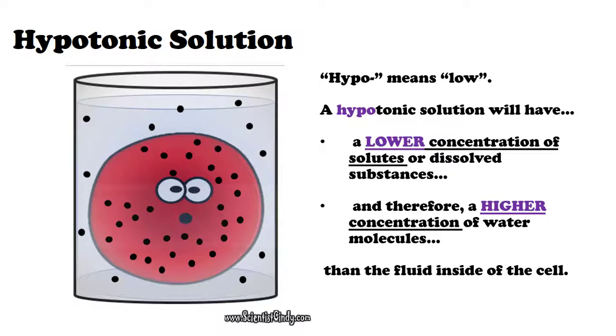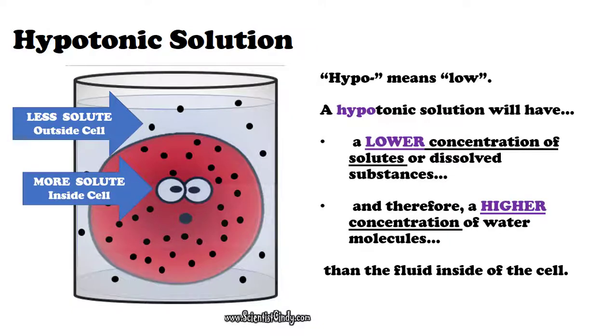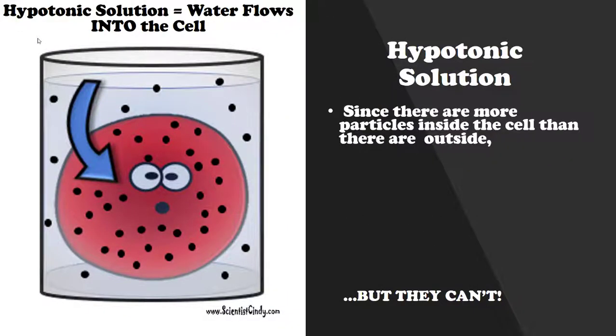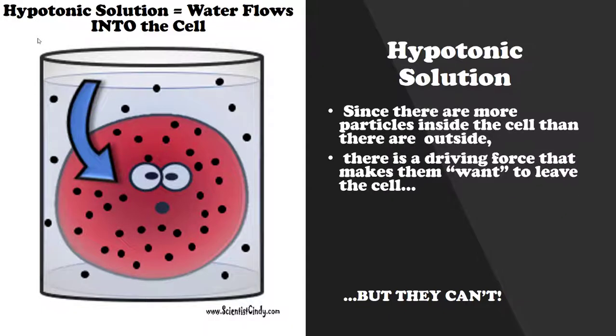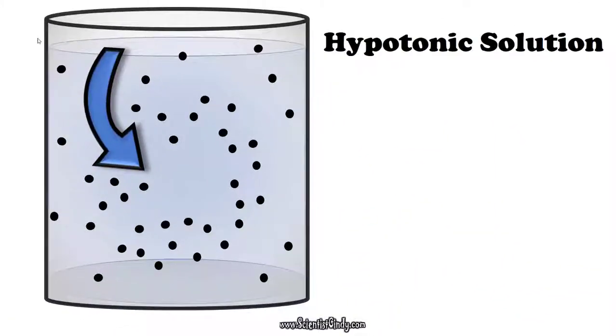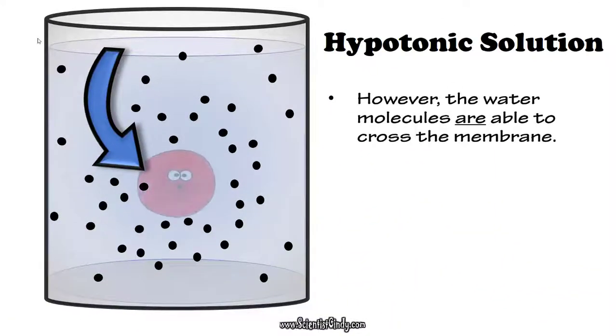A hypotonic solution will have a lower concentration of solutes or dissolved substances, and therefore will have a higher concentration of water molecules than the fluid inside of the cell. Since there are more particles inside the cell than there are outside, there is a driving force that makes them want to leave the cell, or to travel from the area of high concentration inside the cell to an area of low concentration outside the cell, but they can't. However, the water molecules are able to cross the membrane.